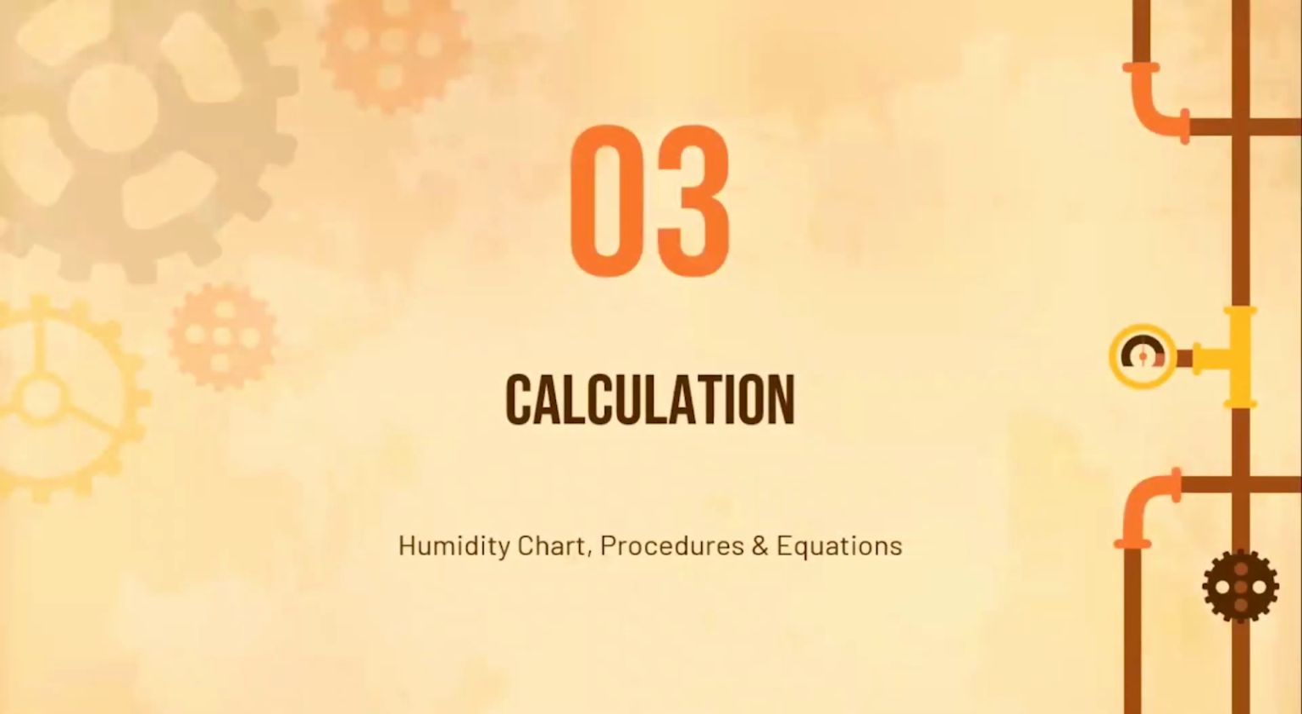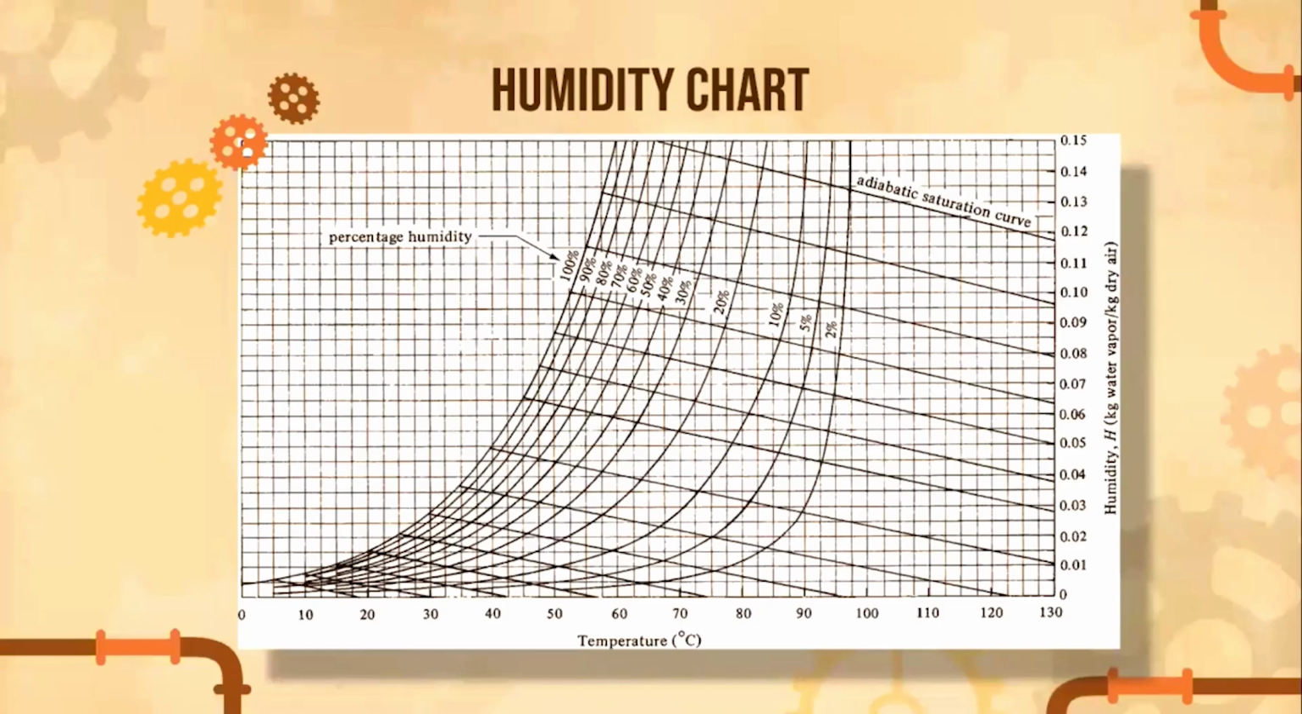Next, we talk about the calculation. At first, we learn about the humidity chart. The dry bulb and the wet bulb temperature will be given, and we have to draw a vertical line from the wet bulb temperature to the 100% of the humidity. Then we have to draw another parallel line to the adiabatic saturation curve.